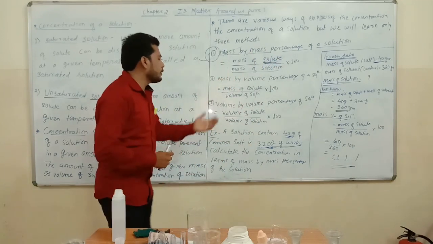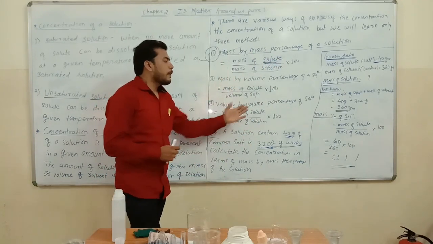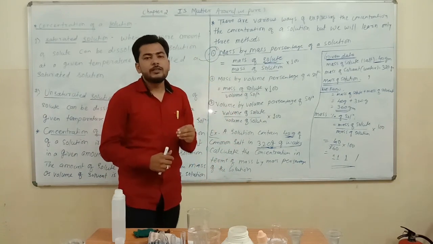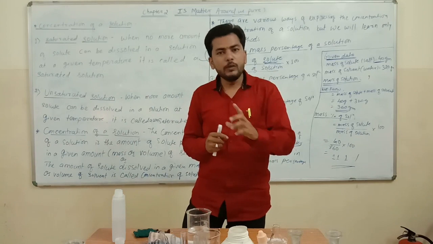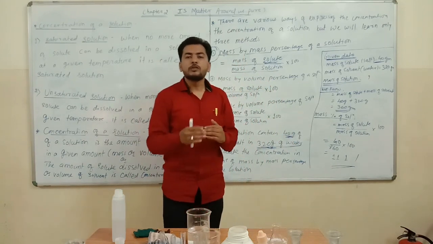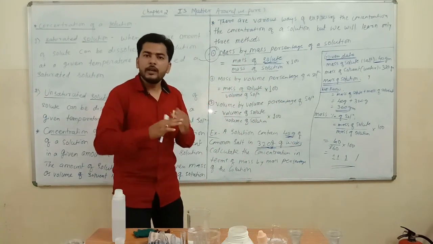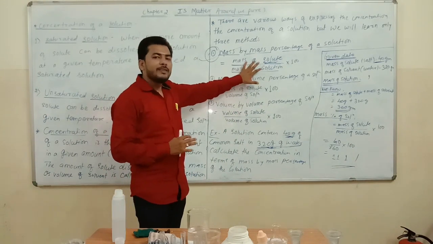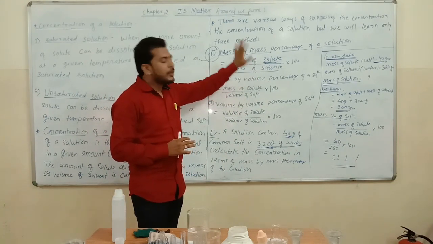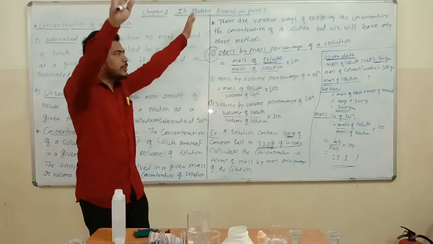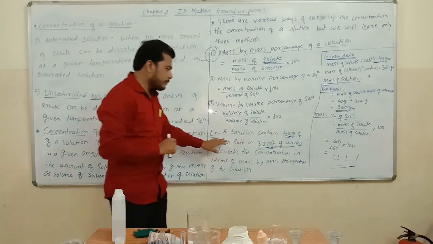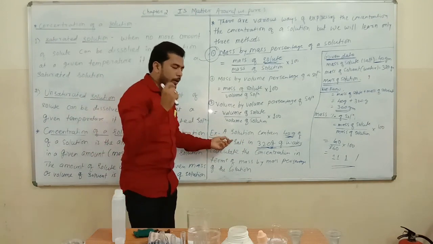In the third method, we see volume by volume percentage of the solution. In it, we take volume of solute divided by volume of solution, into 100. Then we can very easily calculate the concentration of the solution, which means the percentage of the solution. We see an example, a very well-known example.